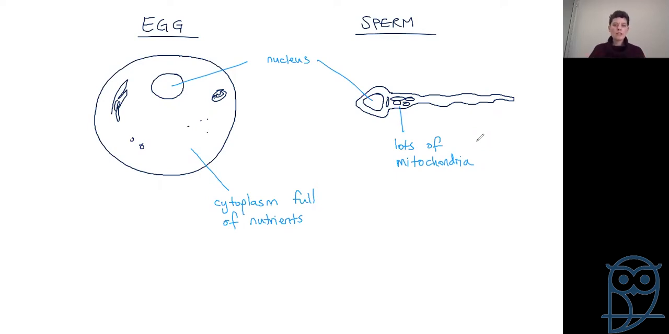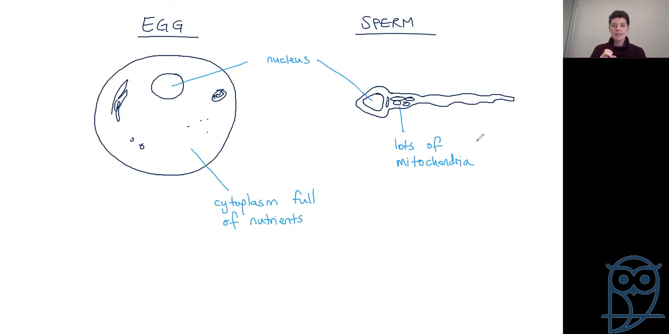So why do we need such a big cytoplasm on our egg? Remember that when we get fertilization, it is only the genetic material that comes across from the sperm. So then we would have half from the egg, half from the sperm, add them together, one whole genetic unit.